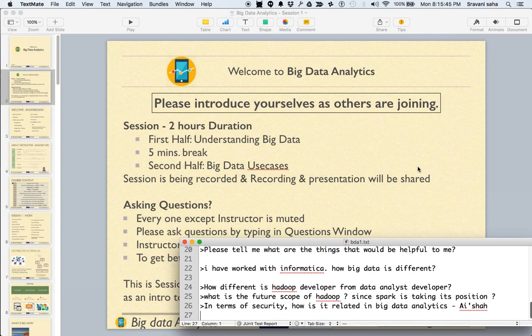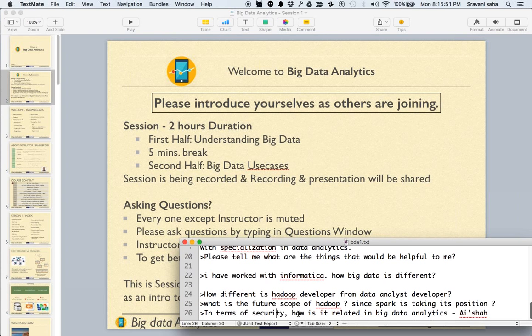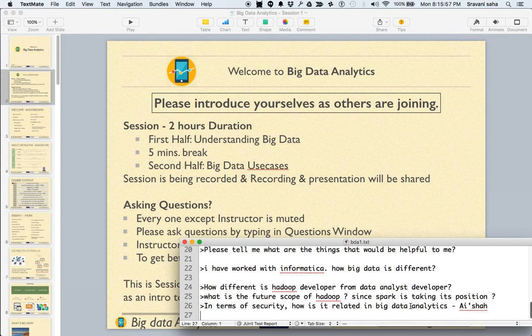We have a question from Aisha. Question is, how is it related to big data? In terms of security, how is it related in big data analytics? So, in terms of data security, generally, the big data analytics team is not too keen on security, because security is generally taken care of by either ops or the developers. The analytics team is more focused on figuring out the correlation amongst the data and representing the data, right?